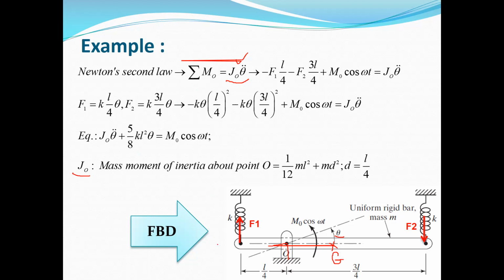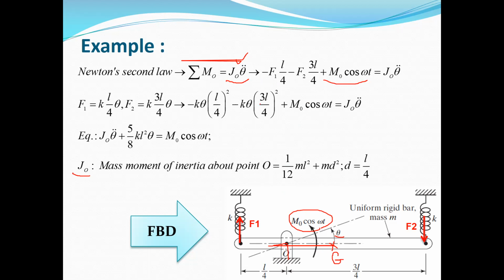Then in the left hand side of the equation, we have the moments about point O. We have two forces, F1 and F2, and also we have one external force, the moment, which is a harmonic moment. As you can see, the moment due to F1 and F2 are in clockwise direction. So we will have one negative sign for these moments because the counterclockwise direction is the positive direction for theta. And also the moment M naught cosine omega t, which is in counterclockwise direction, it will be positive. So this is the moment of the external moment.